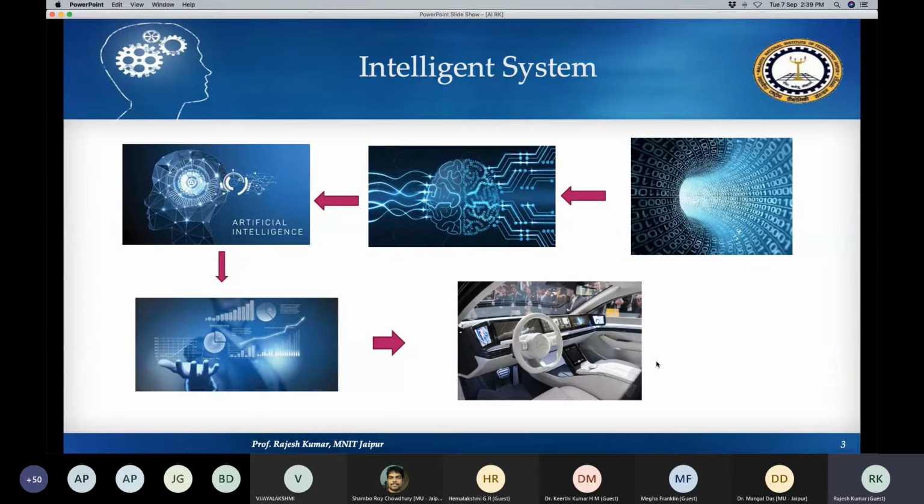And finally we put it onto a different level, and you can have another version of the car, which is a smart car. That is how you can convert a simple car into a smart car, or self-driven car, or something like that.